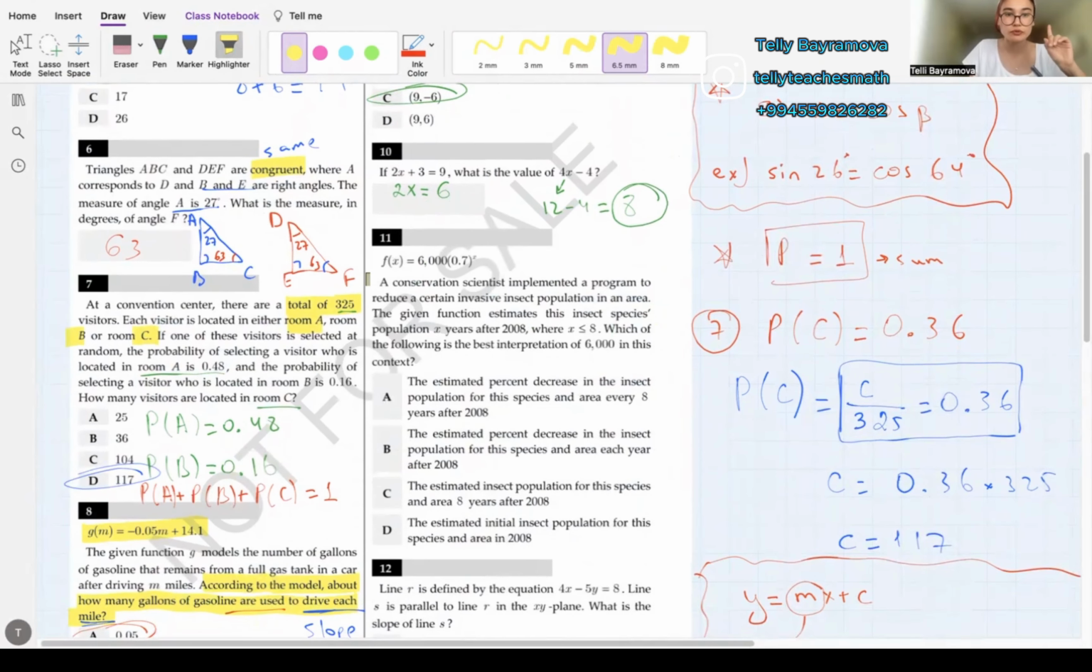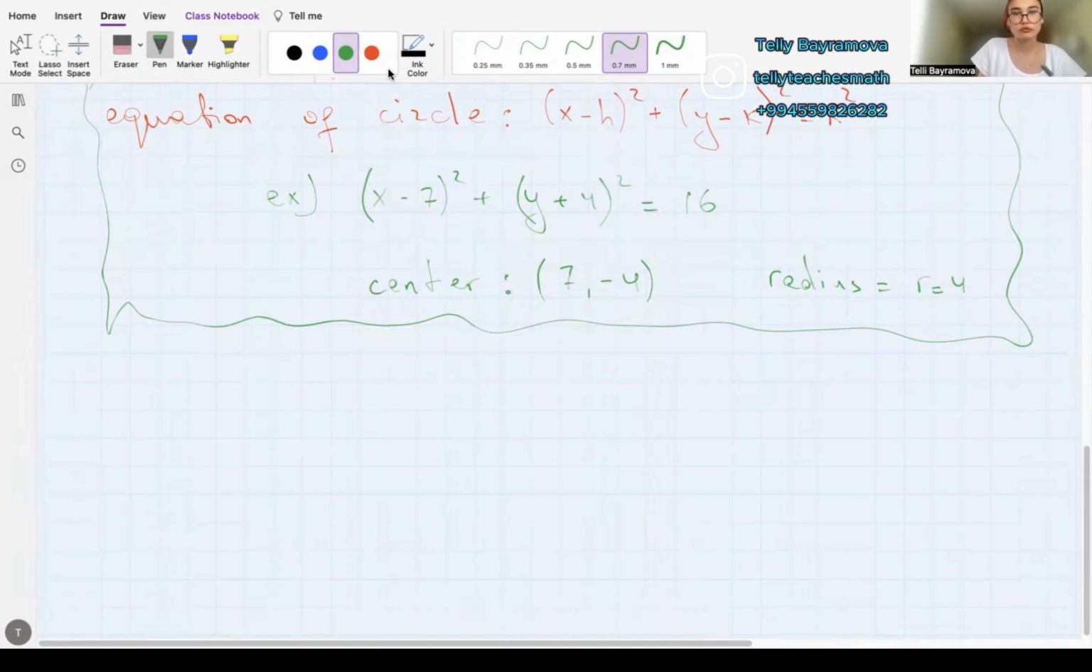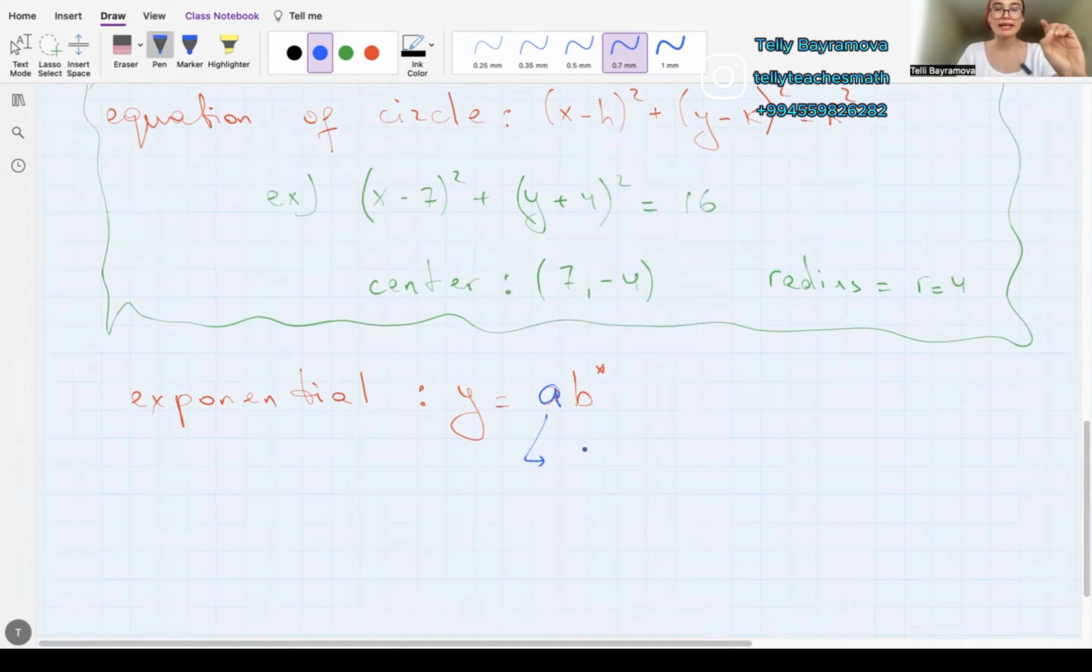Let's look. What did we say? If you see the function, just look at the last sentence. Which of the following is the best interpretation? 6,000 in the context. This is exponential. Again, I want to talk a bit about exponential functions. Exponential: y equals a b to the power of x. So what is a? A is the starting, initial, or y-intercept.